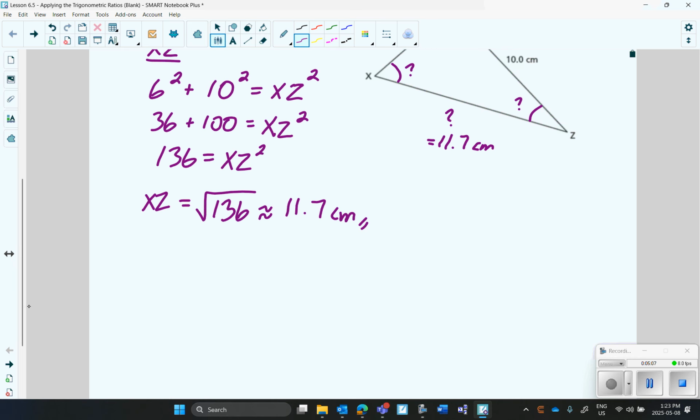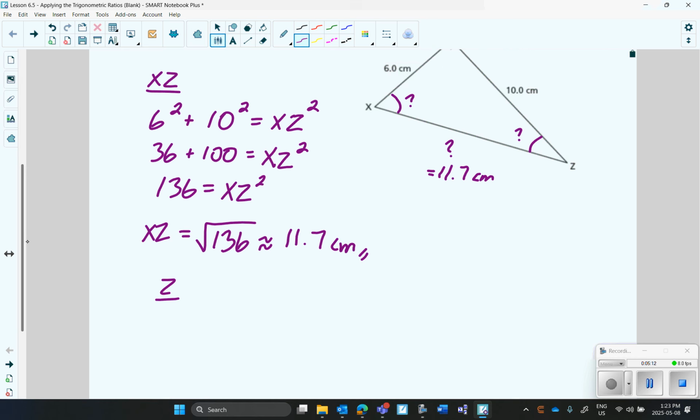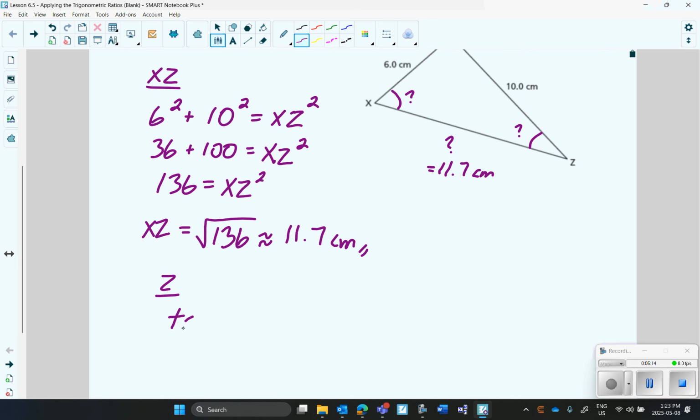So let's do angle Z, and we're going to use tan. So tan of the angle, and it's Z.